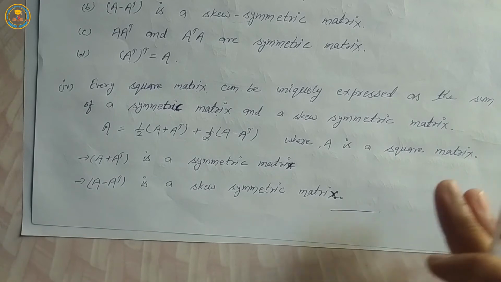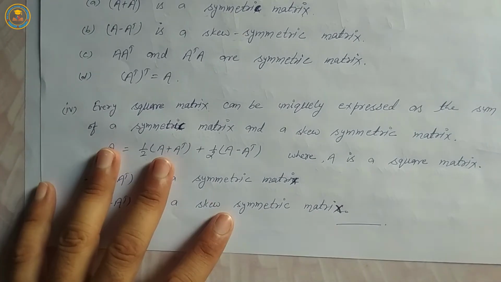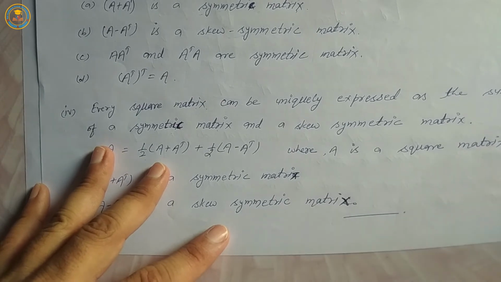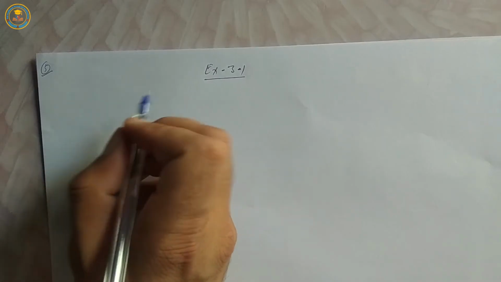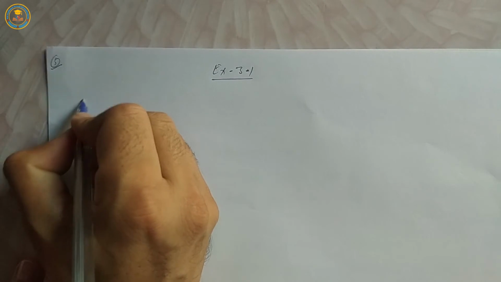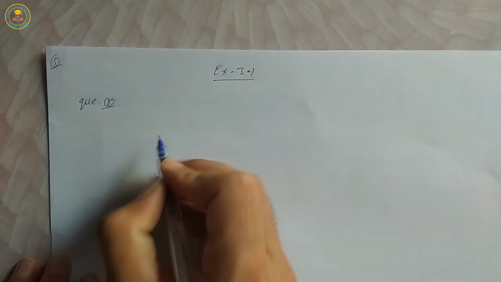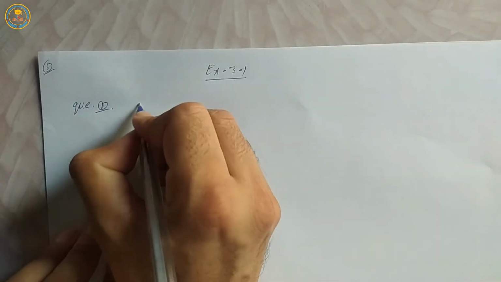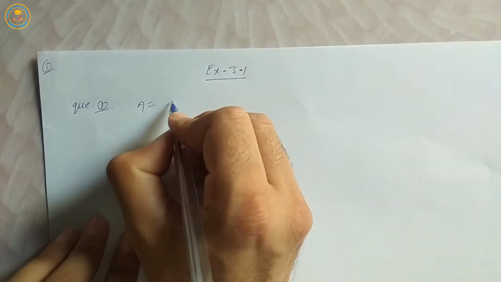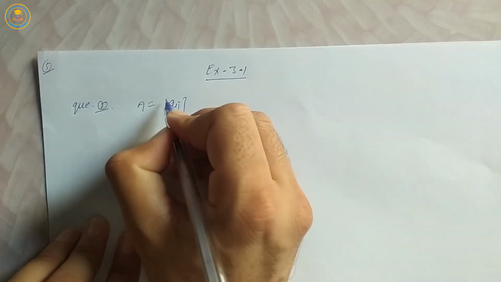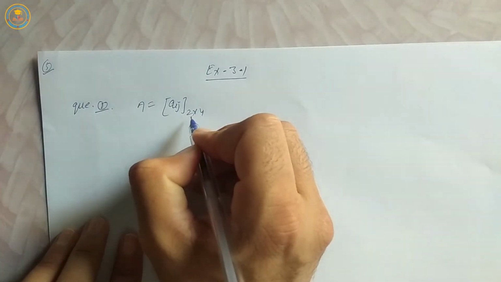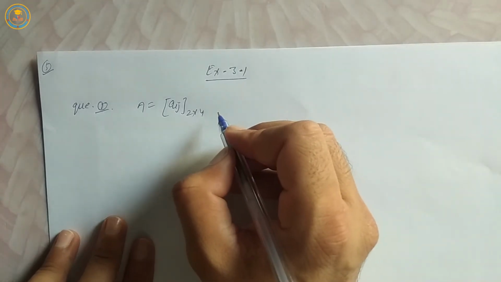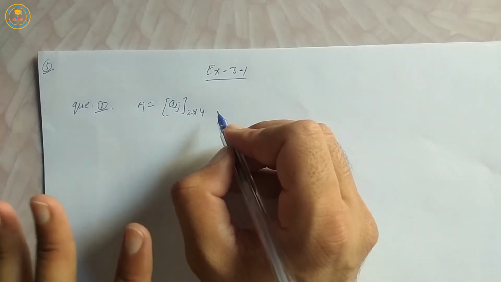Point complete. Exercise. Exercise 3.1, question number first. If matrix A is equal to Aij, of order 2 by 4, then write the number of elements in matrix A.